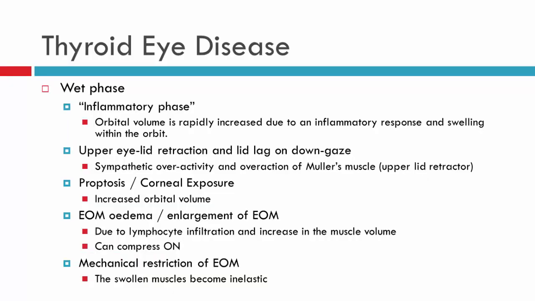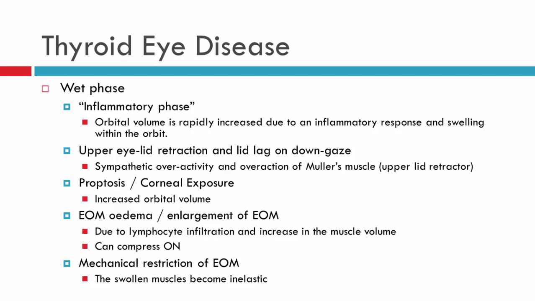You'll recall from the previous video that this is the phase that's active and it's the inflammatory phase. So we have an increase in the orbital volume, we've got enlarged extraocular muscles and a swelling within the orbit. So with that will come a series of clinical signs and symptoms that we need to be aware of to diagnose the patient with thyroid eye disease.